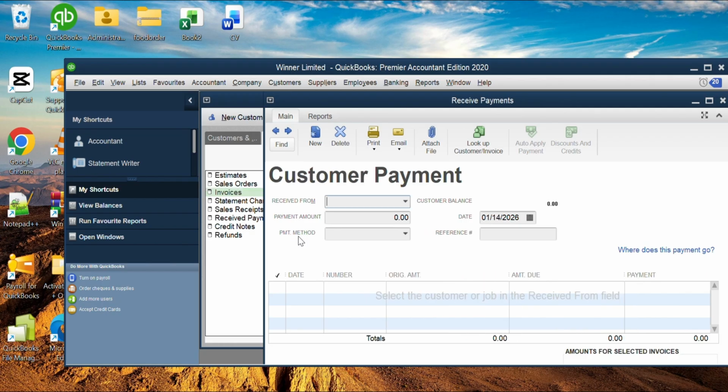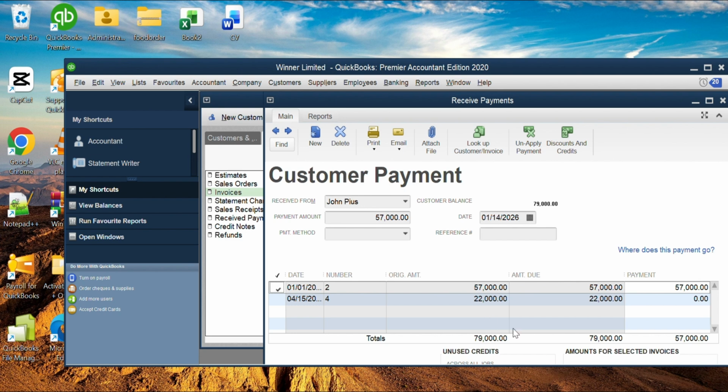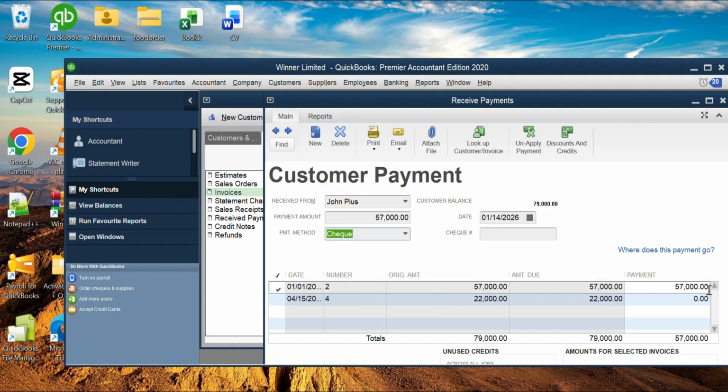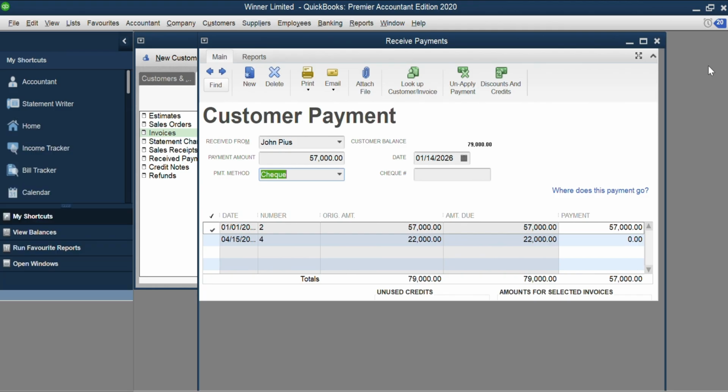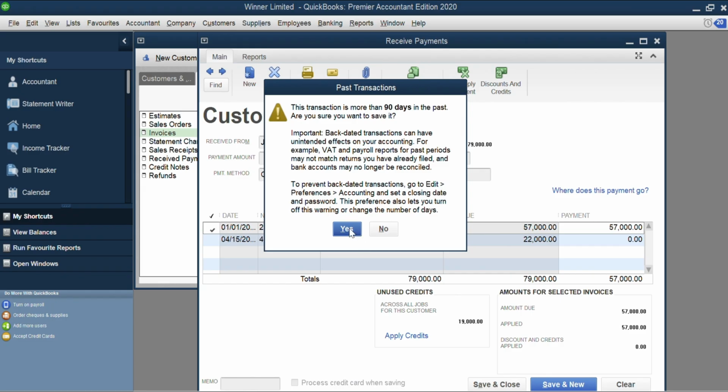Going to customer payments, we want to select a customer who will pay us. And remember that invoices created for customers go to accounts receivable. So whenever a customer pays us money, accounts receivable goes down. So we want to record a payment of 57,000 paid by John. And let's see what will happen to the bank.